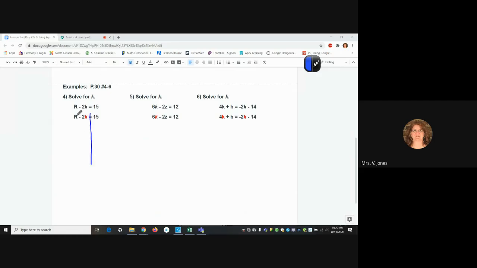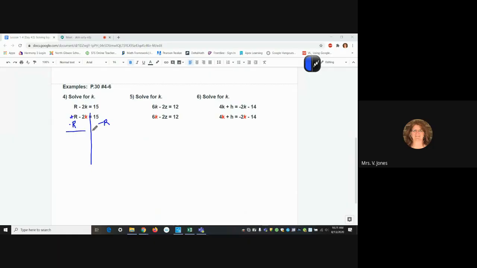I draw my line. The rules did not change. If I want to get this k by itself, then I'm going to have to get rid of this 2 that's with it and the r. So since the r is farther away, I'm going to get rid of it first. Now I'm getting rid of this entire term, r. So to get rid of a term, you're either going to add or subtract. So because this r is positive, that's basically being added, I'm going to have to subtract the r. And if I do that to the left, I have to do it to the right side also.